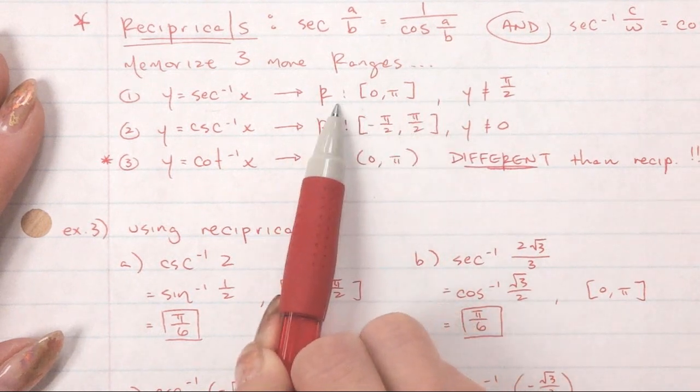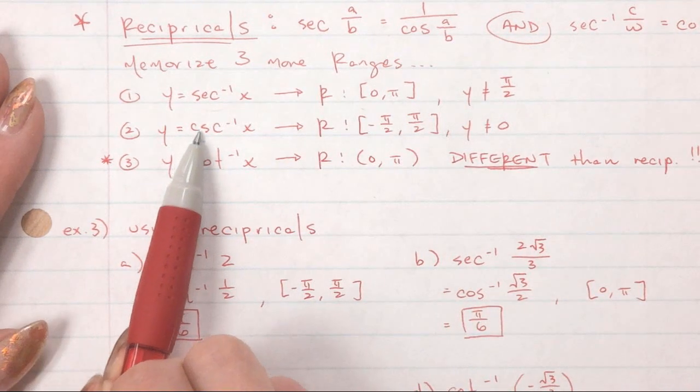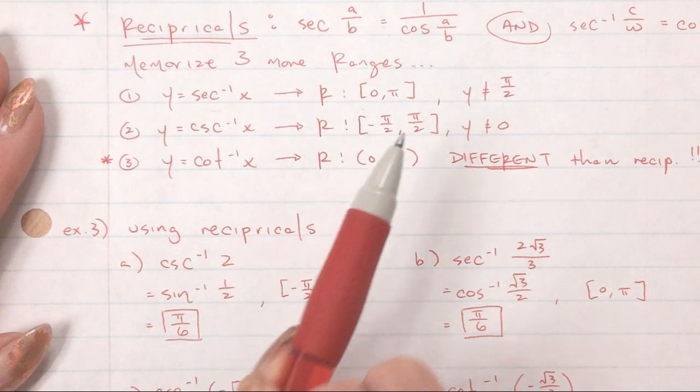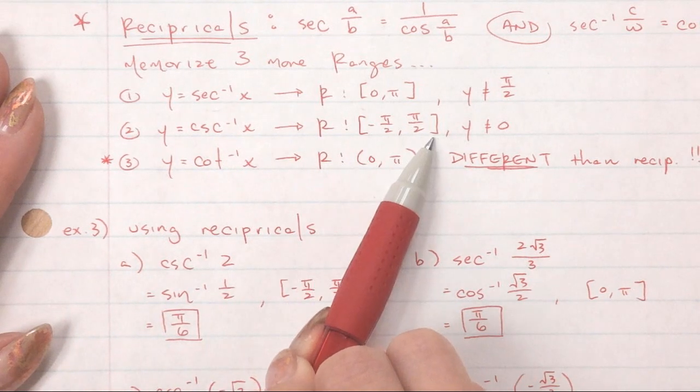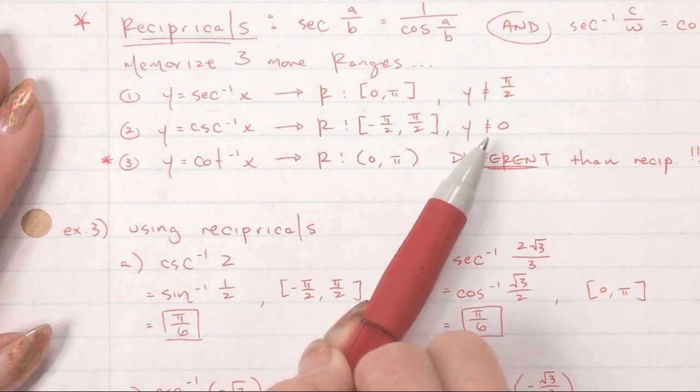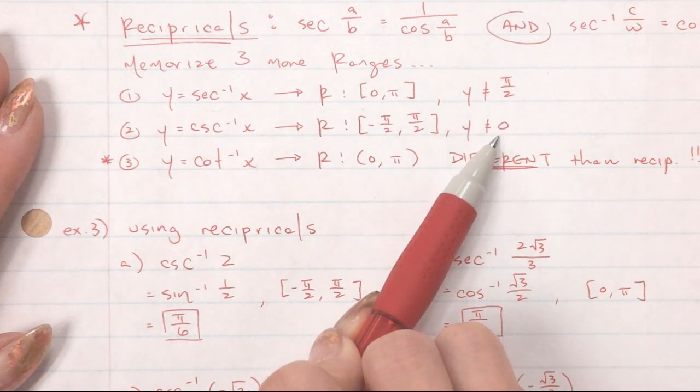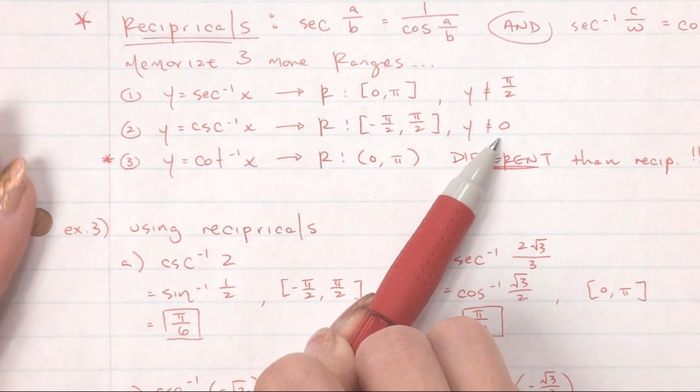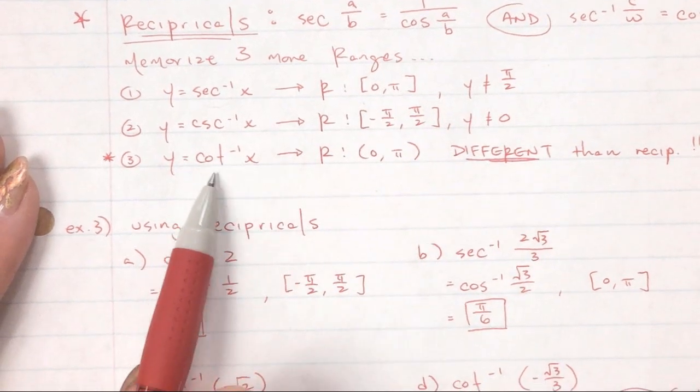This is the part that I want you to remember. Okay? Cosecant inverse, the range, is the same as 1 over cosecant, which is sine inverse. So that one's really easy to remember. Again, I'm not going to try to trick you with this, but it's true, so you don't have to write it down.